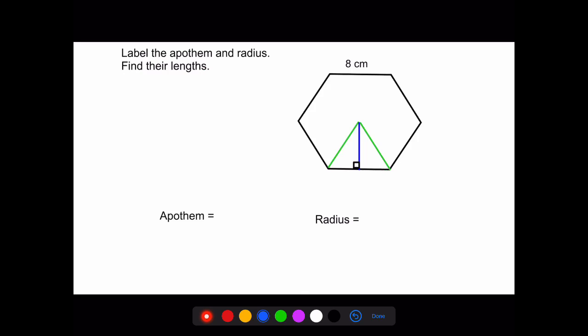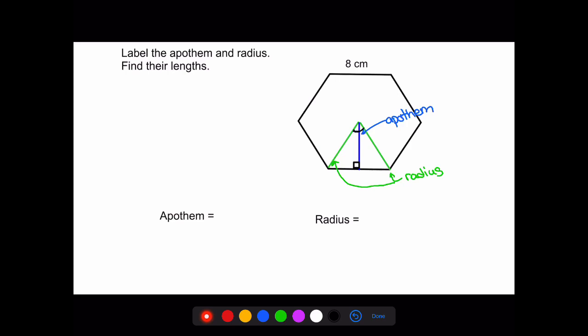And then we have our apothem in blue. So this is our apothem. And in green we have our radius. Now I can draw either one or both of them if I'd like. That's perfectly fine. If I were to look at this, the first thing I want to do is find the angle measure of this angle right here, this entire thing.